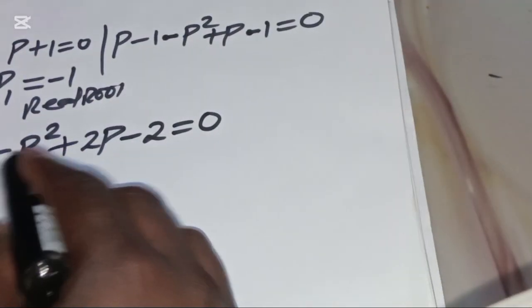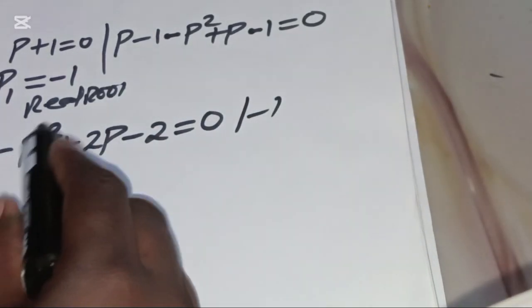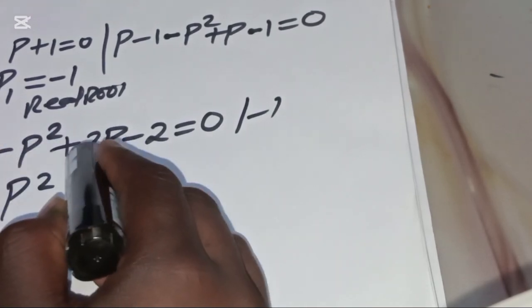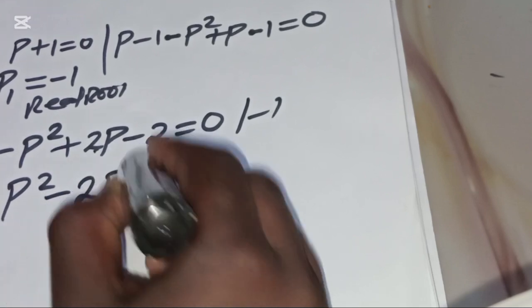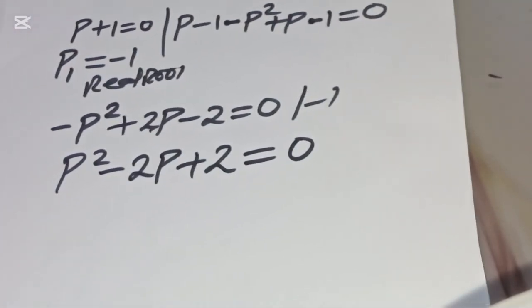So we multiply by -1. So we'll have -1 times -p squared, which is p squared. -1 multiplying by 2p. This is the same thing as -2p plus 2. This is equal to 0. Now this is a quadratic equation.